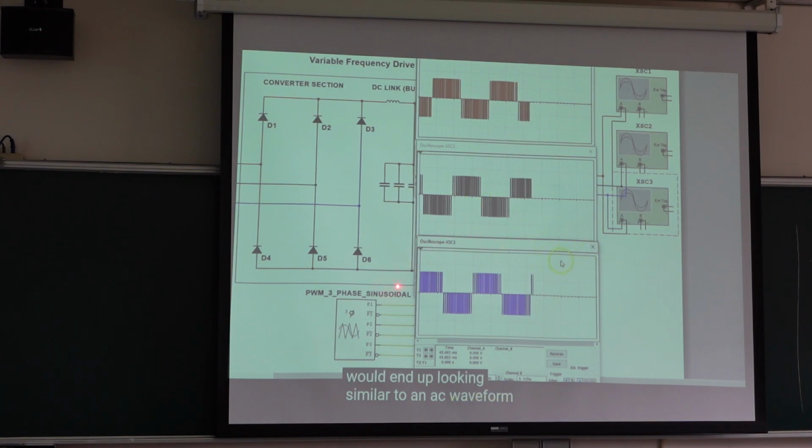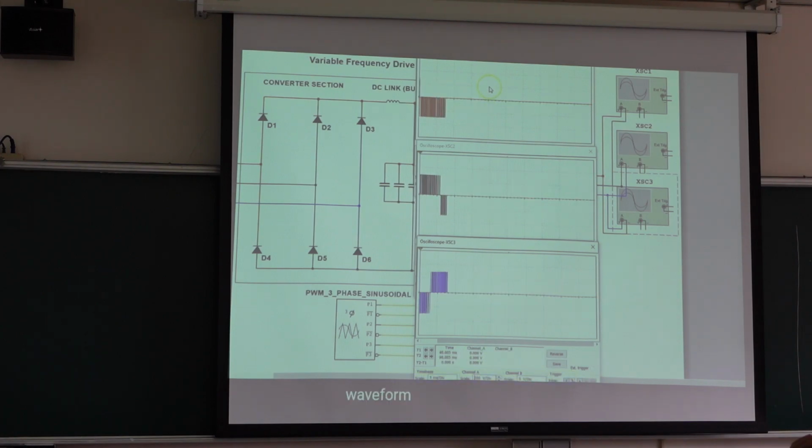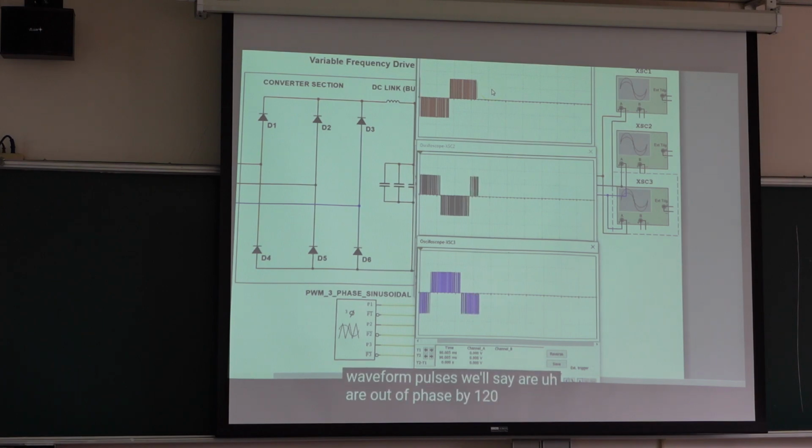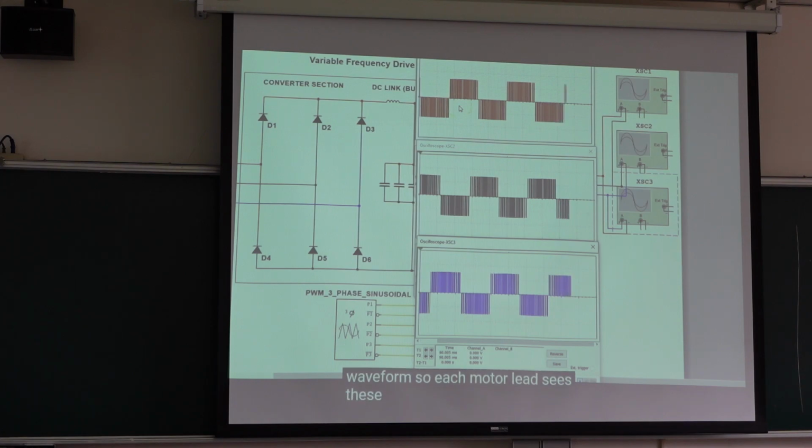Now, notice that they don't line up with each other. Only similar, but not a pure, real AC. So the starting point of each square vertical waveform pulse, we'll say, is out of phase by 120 degrees. That's why I couldn't put it all on one screen, because you would see so much overlap, you wouldn't be able to see each waveform. So each motor leg, leg A, leg B, leg C, sees these pulse width modulated output waveforms.